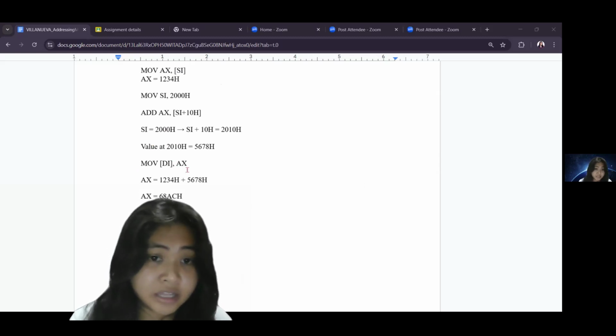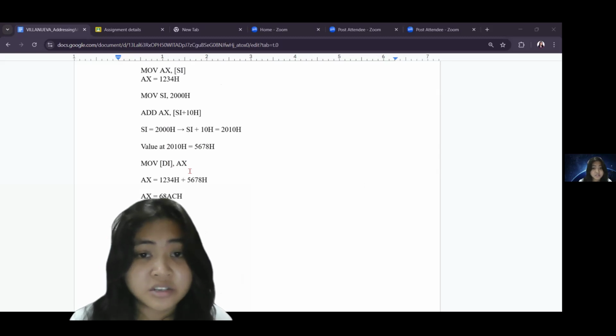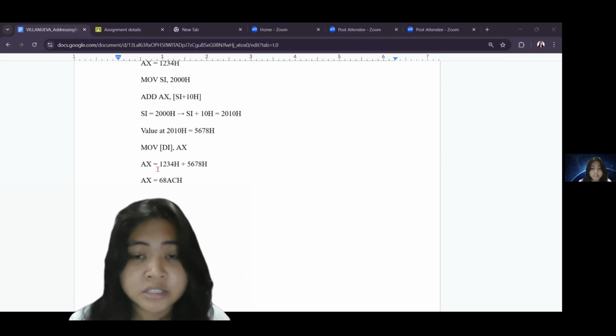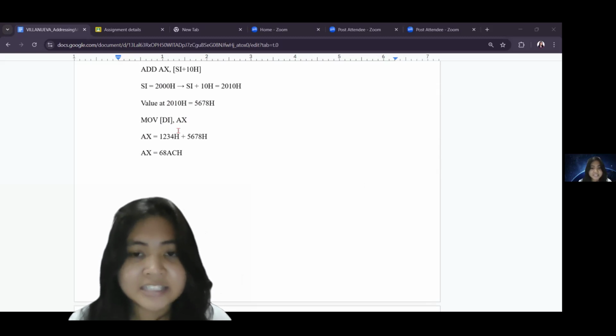So moving to line 4, mov bracket DI, comma, AX. This just stores AX to memory, doesn't change AX. So final answer therefore is AX equals 68ACH.